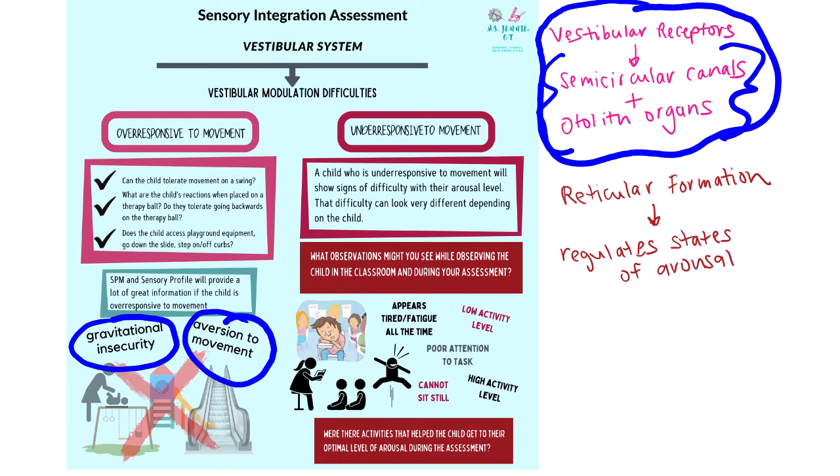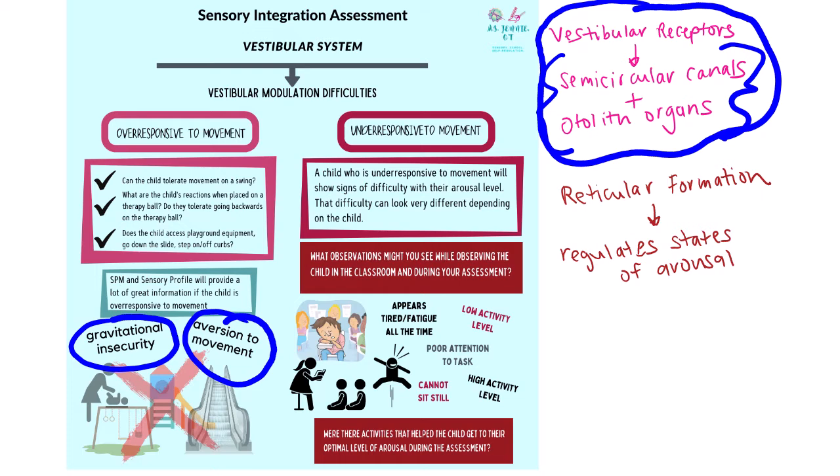When you're assessing them, you're looking at how the child tolerates the movement on a swing, and what the child's reactions are when they are placed on a therapy ball. That's usually the easiest way to do it. You put them on the therapy ball and see what their reactions are. If a child is truly gravitationally insecure, they will hold on for dear life to you when you place them on the therapy ball because their feet are off the ground.